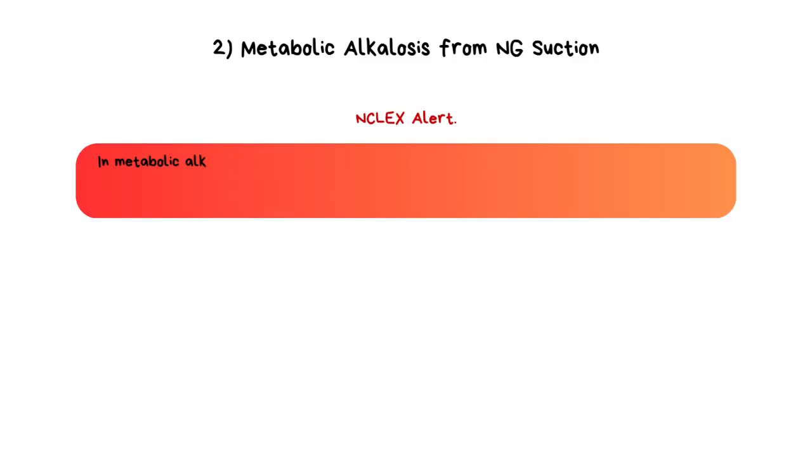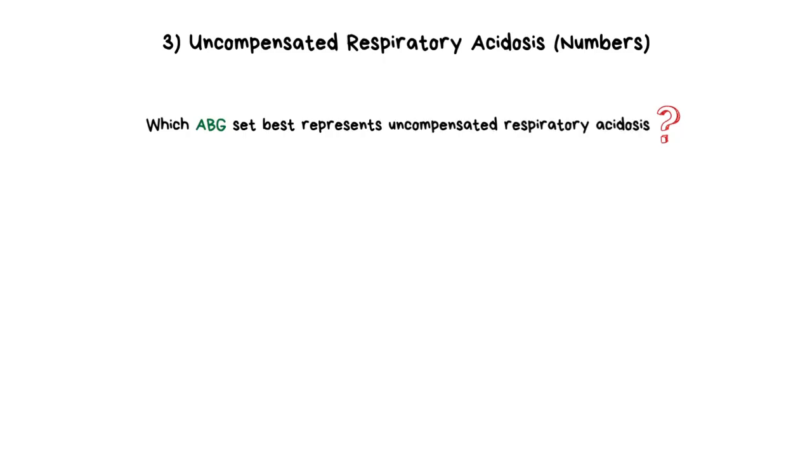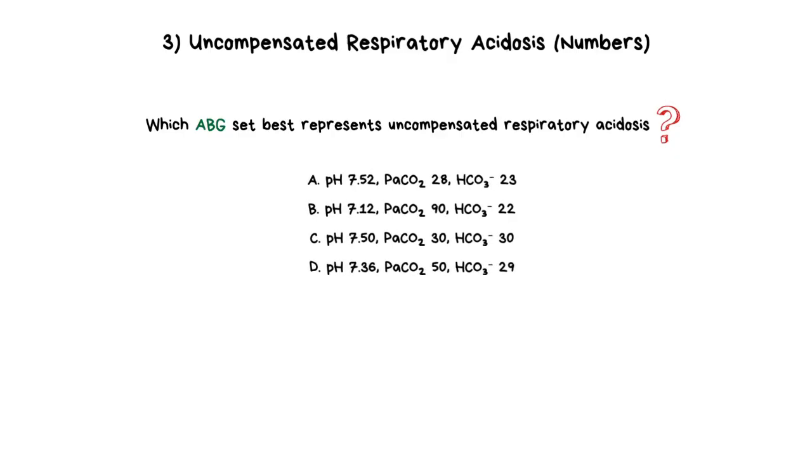NCLEX alert. In metabolic alkalosis, expect increased pH and increased bicarbonate, with compensatory hypoventilation to retain carbon dioxide. Now MCQ, uncompensated respiratory acidosis. Which arterial blood gas set best represents uncompensated respiratory acidosis? Option A, pH 7.52, carbon dioxide 28, bicarbonate 23. Option B, pH 7.12, carbon dioxide 90, bicarbonate 22.